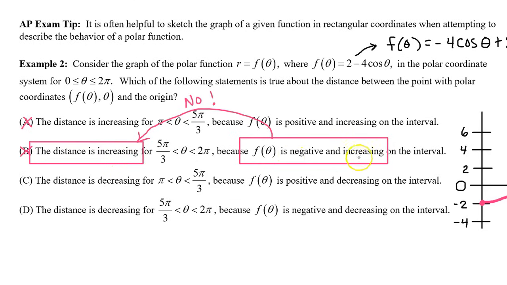Do you hear how these have a different vibe? Negative, increasing. They sound different. The distance from the origin would be decreasing. So we knew this could not be the answer even before looking at the graph.